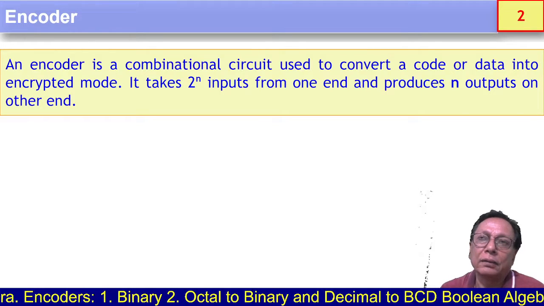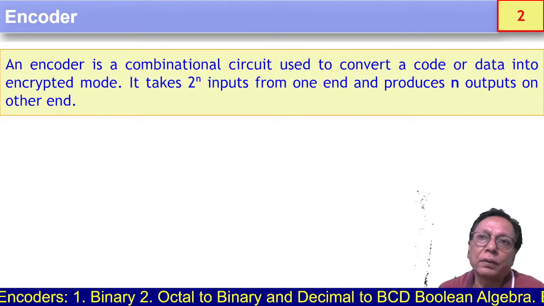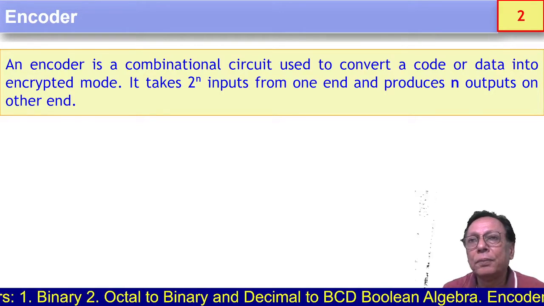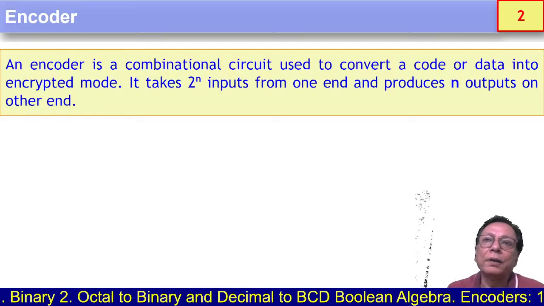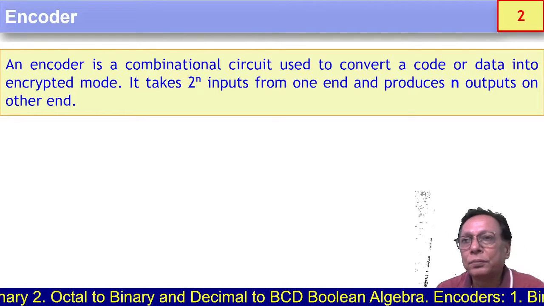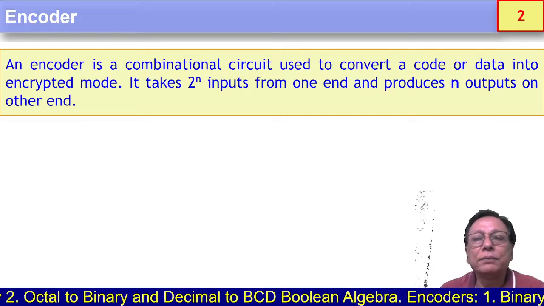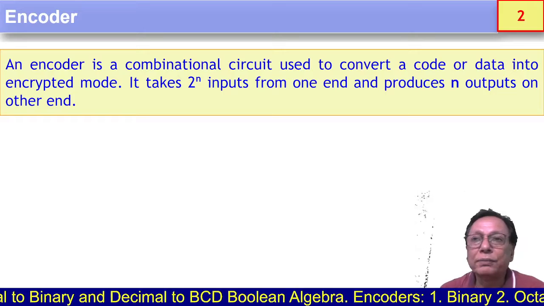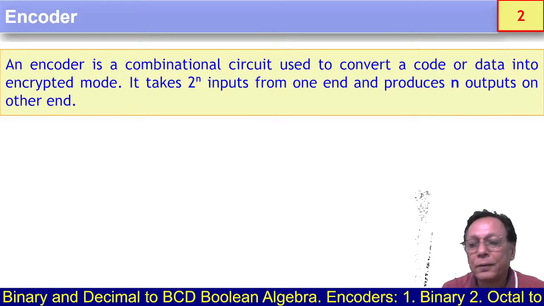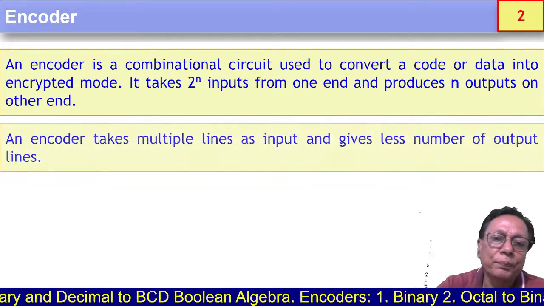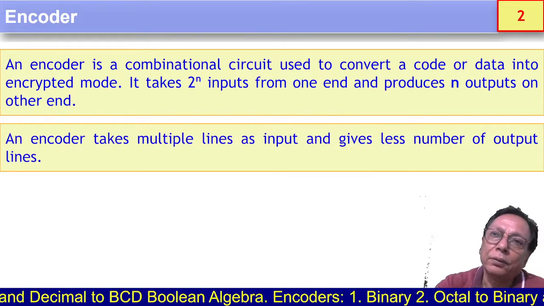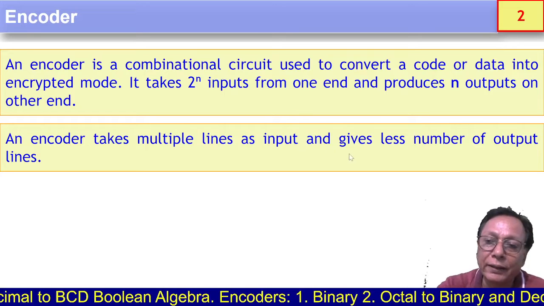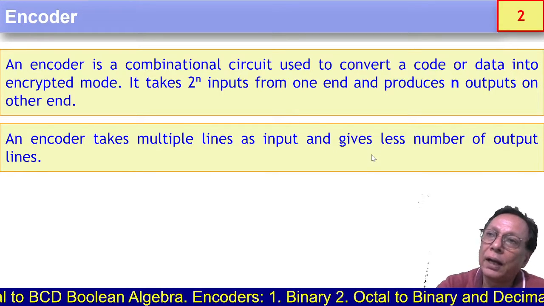So there are many types of encoders. The first is the binary encoder, then the octal to binary encoder, then the decimal to binary encoder, or the hexadecimal to binary encoder. So first we'll take the binary encoder. An encoder takes multiple lines as input at one end and gives a smaller number of outputs on the other end.